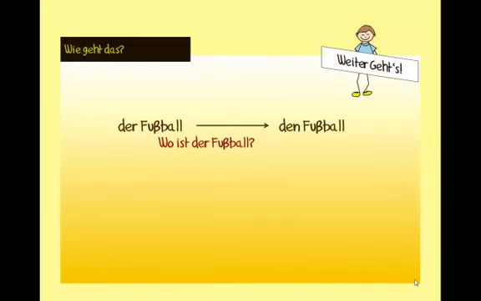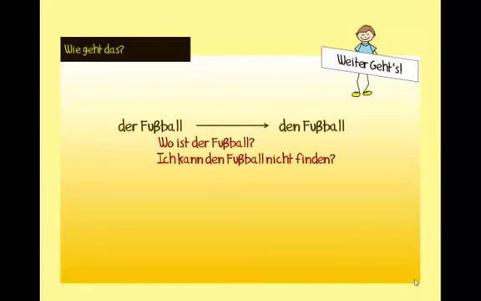Once you've determined that a noun is in fact the direct object of the sentence, you will have to change its article if it is a male noun, only if it is a male noun. Look at these examples. Der Fußball becomes den Fußball. Wo ist der Fußball? The soccer ball is the subject here. The soccer ball is where? Okay. Let's take a look at the next one.